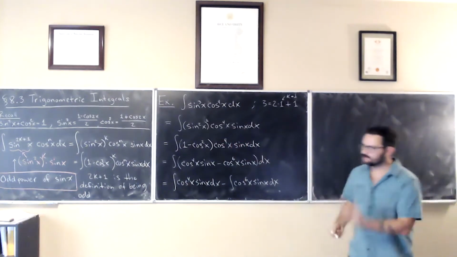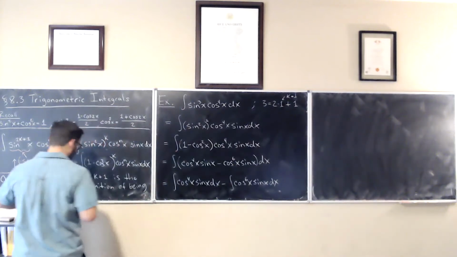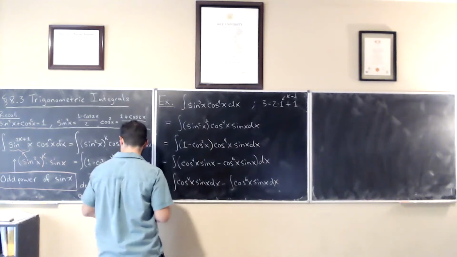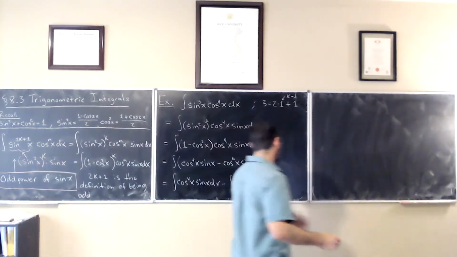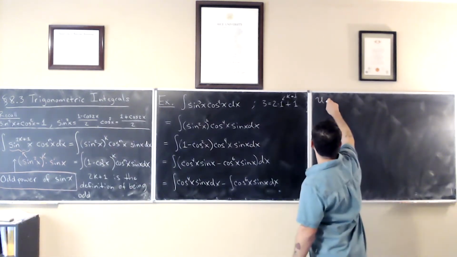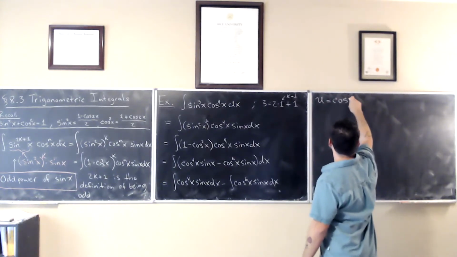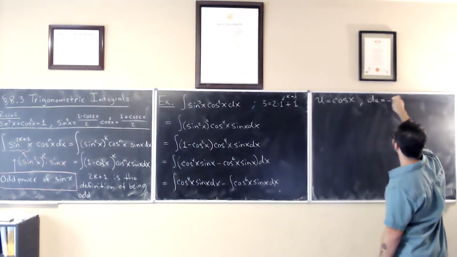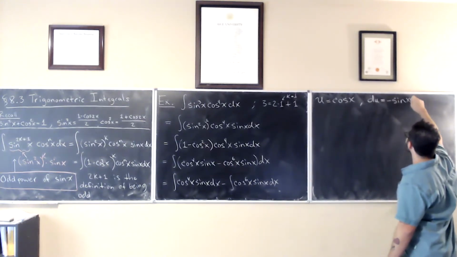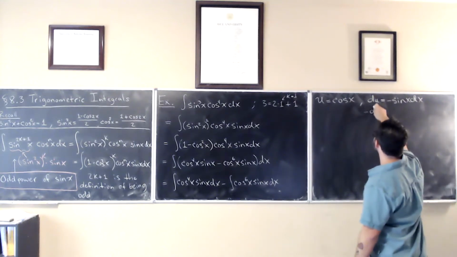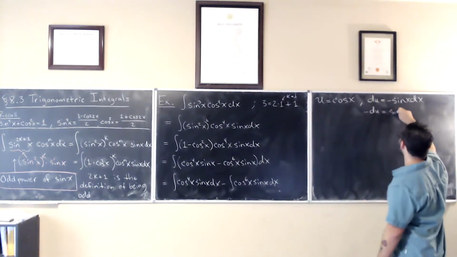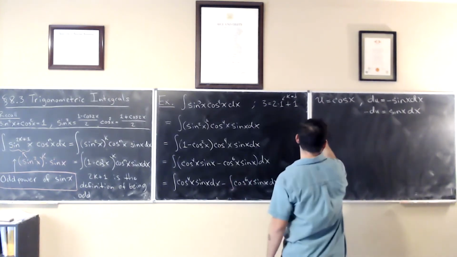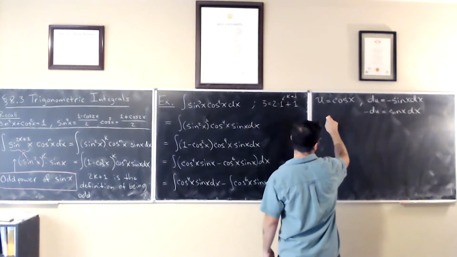Now, why did we do all this? Well, notice now that we have u du, right? If u is equal to, for example, cosine x, then du is equal to negative sine x dx, right? Which means that negative du is equal to sine x dx. So we can take this and write that integral now as something that we know how to integrate.